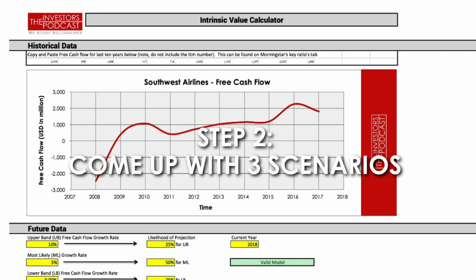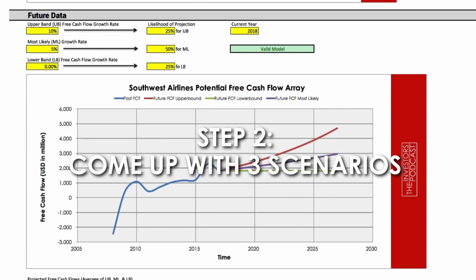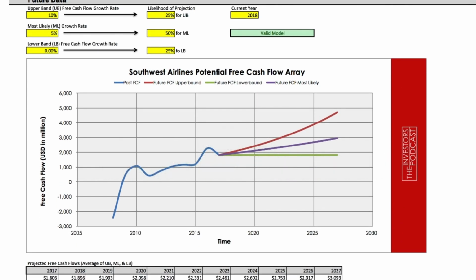Then we have to come up with 3 different scenarios. So we have a high growth scenario, a most likely scenario, and a least likely. Then we have to look at what will happen in the future. One thing is what happened in the past. That's all well and good, and it can explain a lot of things, but what is really going to happen in the future? So we have 3 different scenarios that we each assign a likelihood of happening. I chose 10%, 5%, and 0%.